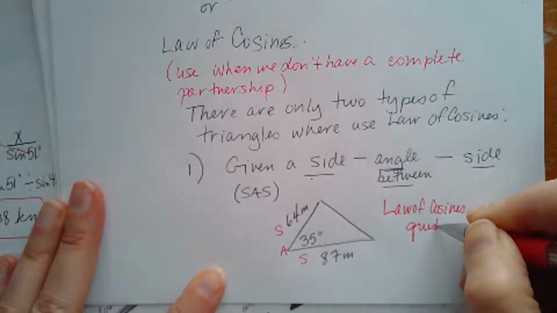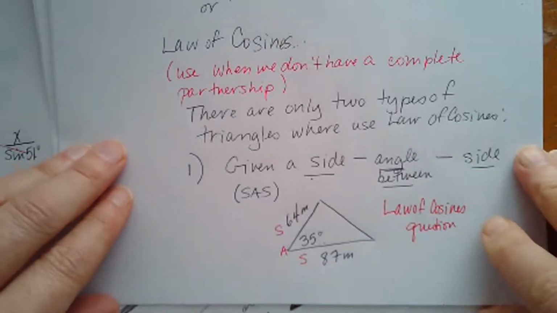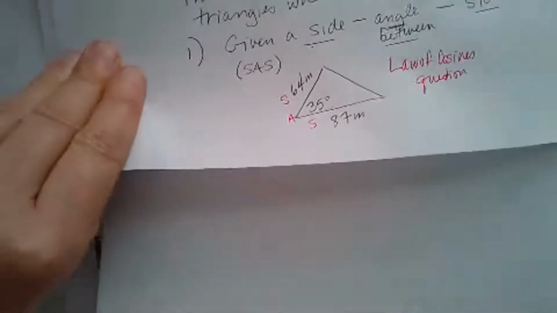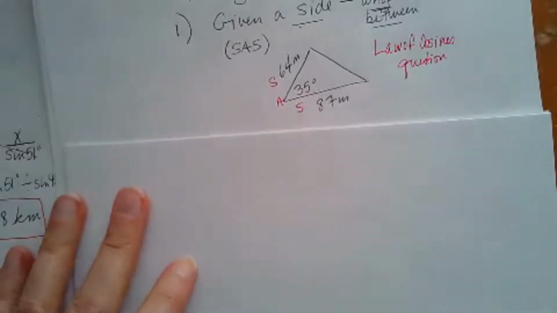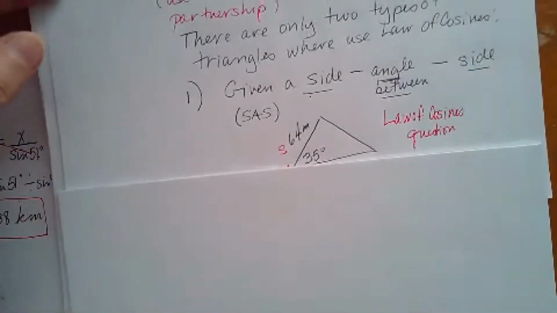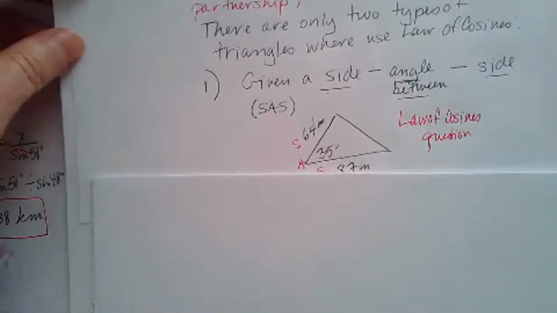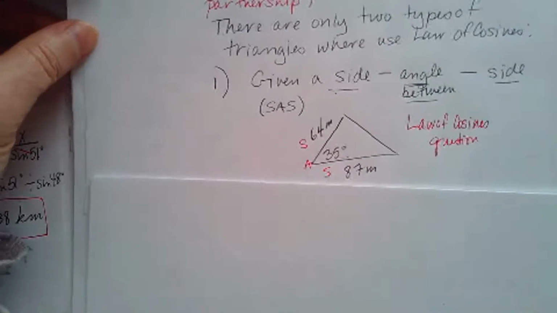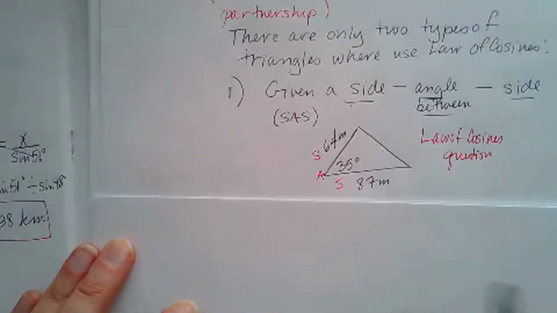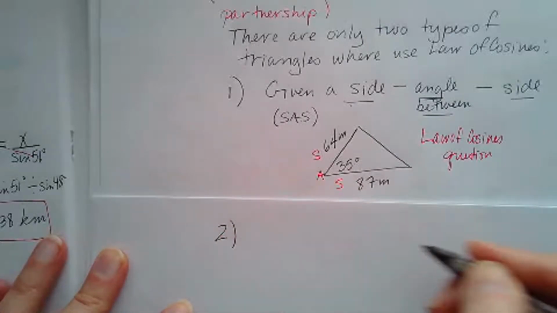No problem. And then the other type is, I'm just going to have to move my paper up. The other type of triangle that we must use law of cosines for, right? Once again, there are only two circumstances. So you kind of look for these circumstances. So one of them is side angle side, and the other one's really easy to recognize.